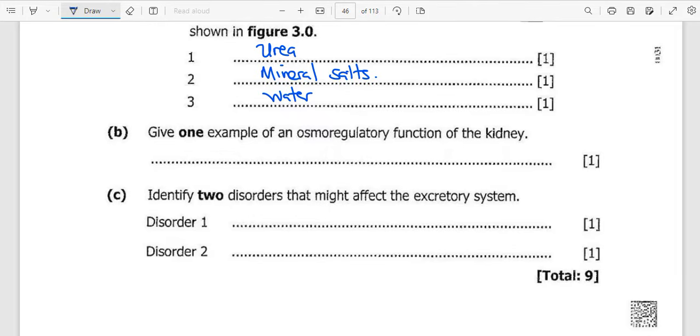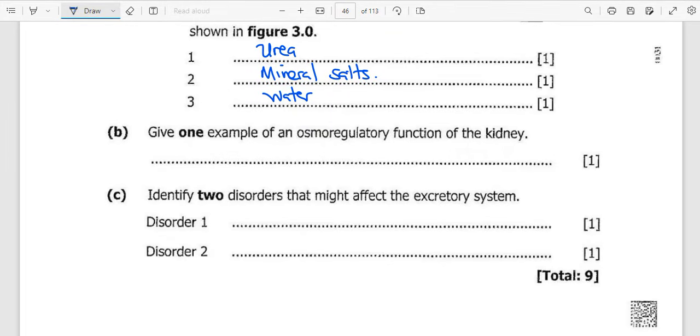Give one example of an osmoregulatory function of the kidney. So we want to look at the osmoregulatory function of the kidney. Osmoregulatory comes from osmoregulation, meaning the body will maintain the volume of water which is in the body. So in an event that you have a lot of water in the body, the kidney will help to maintain the normal volume of water which should be found in the body.